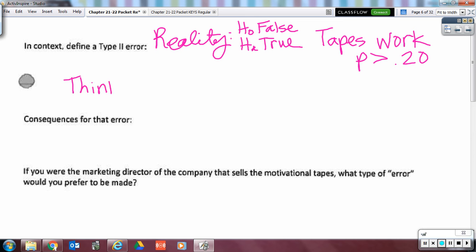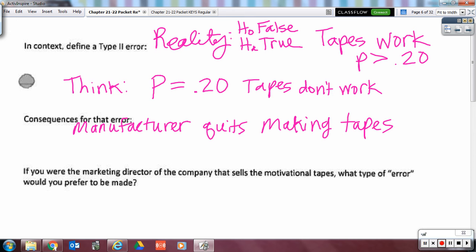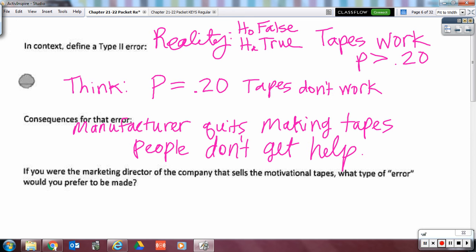So what do we think? We think P is still 0.20, and we think that the tapes don't work. So we think the tapes don't work, but they actually do. So the consequence is maybe the manufacturer doesn't even make the tapes. People lose out on something that could potentially help them. The manufacturer quits making the tapes, and people don't get help, and they could. So the reality is the tapes work, but we think that they don't.